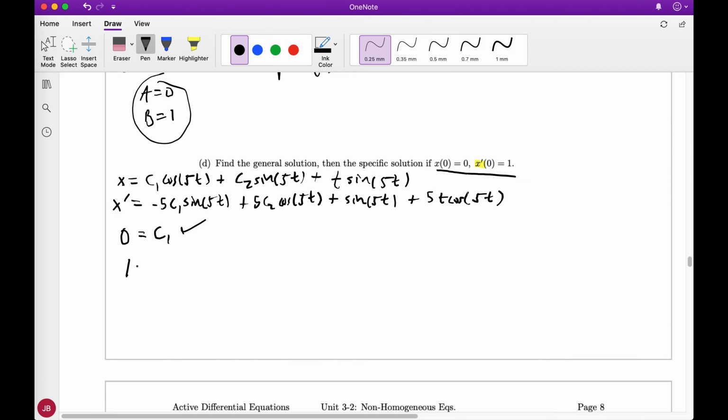And now 1 is what I get when I plug in 0 to this line here. Well, c1 is 0, so that's automatically gone. So here I get a 5c2, and that sine of 0 is 0, and now here I have a factor of t. I'm plugging in 0, so that goes away. So that means that c2 is just 1/5. Okay, so that means that x is now c1 times cos 5t, well, that's 0, plus c2 sine 5t, and now that particular solution is still there.